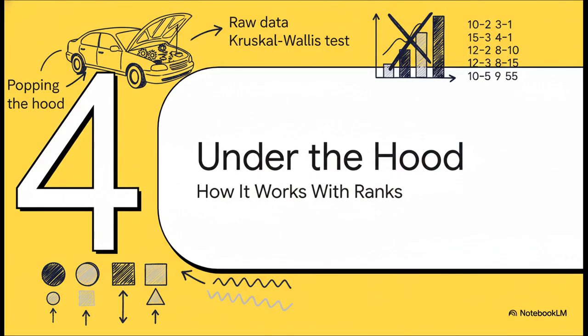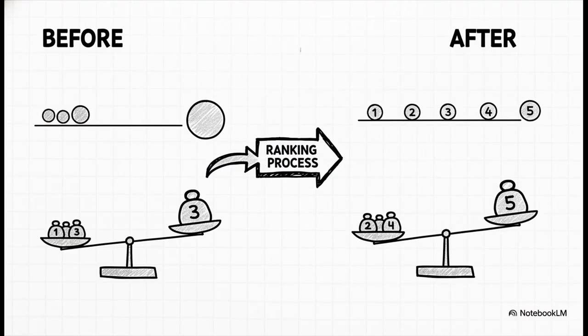Let's actually pop the hood for a second and see how that simple idea is what gives this test all its power. Okay, so here's the absolute key. By taking all your data from all your groups and just turning it into one big ranked list, the test basically neutralizes outliers. Think about it. A crazy high value doesn't matter if it's 10 million or 10 billion, it just becomes rank number 1. Its actual size doesn't get to skew the whole analysis.